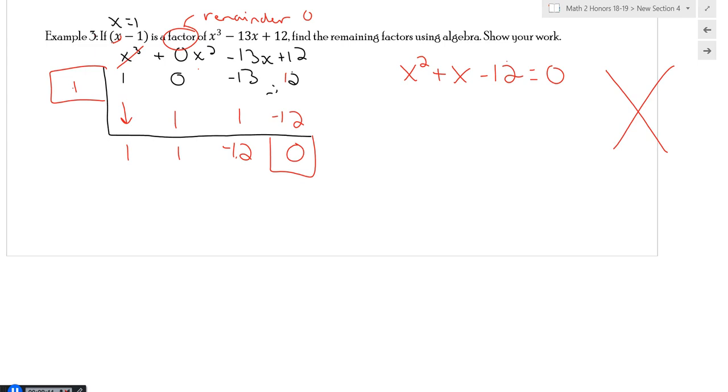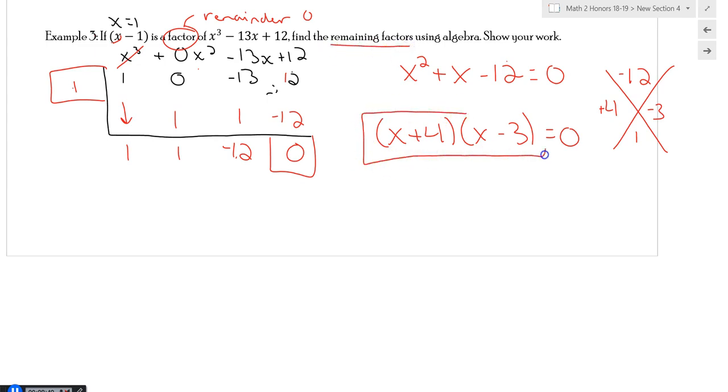So we are multiplying to this one, and we want to add to 1. We're looking for our two numbers that multiply to negative 12 and add to positive 1. It's negative 3 and positive 4. So our factors are x plus 4, x minus 3. Since I'm finding the remaining factors, these are our remaining factors. I don't have to solve because it's not asking for the solution. And that's it. So it's exactly what we've done so far, our synthetic division, and then you factor.